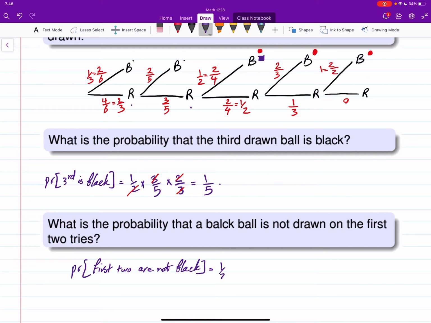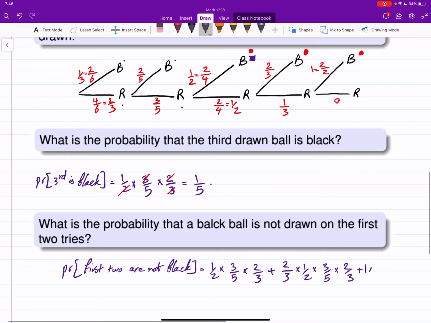Starting with the third one, half times 3 over 5 times 2 over 3, plus 2 over 3 times half times 3 over 5 times 2 over 3. And the last one is 1 times 1 over 3, plus. The probability of a path is always the product of entries along that path. Okay. So as you see, the first one is going to be 1 over 5 plus the second one, this cancels with that, this cancels with that, and then the remaining is 2 over 15. The last one, this cancels with that, that cancels with that, and then the remaining is 1 over 15.